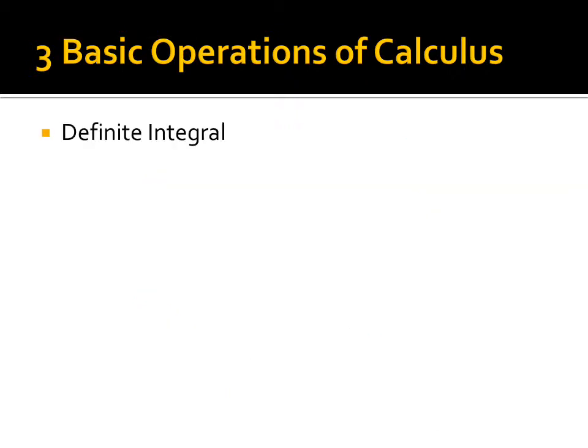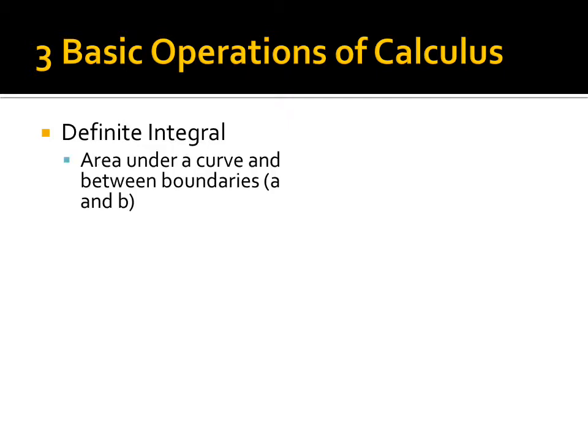Okay, so the last of the three basic operations of calculus is called a definite integral. And it's usually described as the area under a curve. But more specifically, it's the area under a curve and between two boundaries, and pretty much every calculus book that I've ever seen calls those boundaries the lower boundary A, that's the boundary that you start at, and the upper boundary is called B. So your definite integral is defined as under the curve and between A and B.